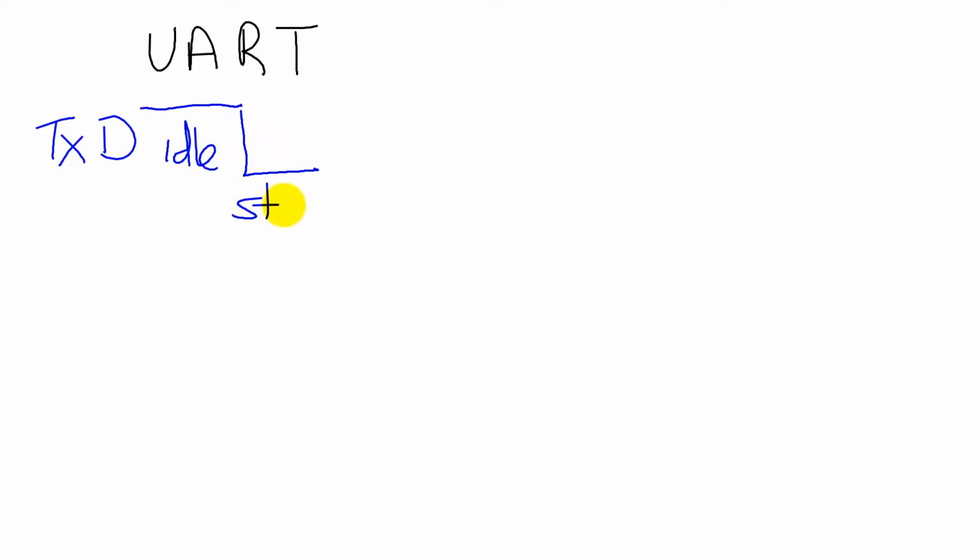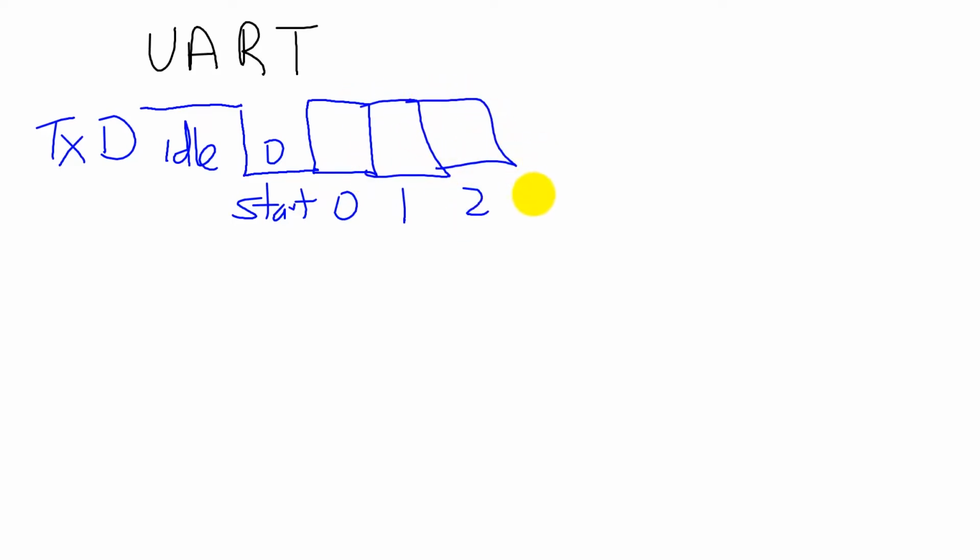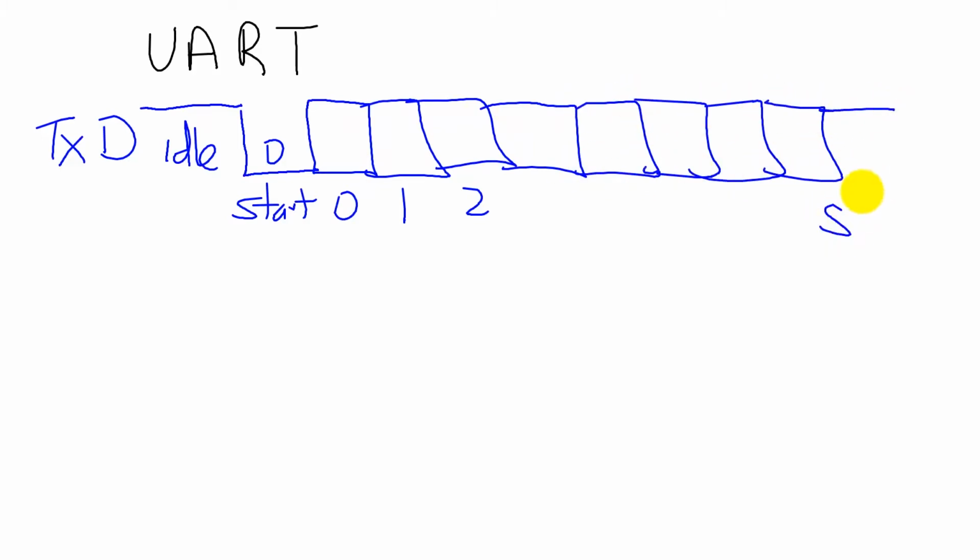The essence of the universal receiver transmitter is that the data is sent serially, meaning one bit at a time. The idle condition is a high, or 3.3 volts. When it wants to send data, it begins with a start bit, which is low, always a level zero. Then the bits 0, 1, 2, 3, 4, 5, 6, 7 are sent, and then a stop bit, which is always high.